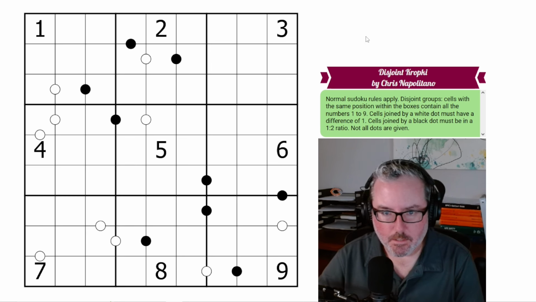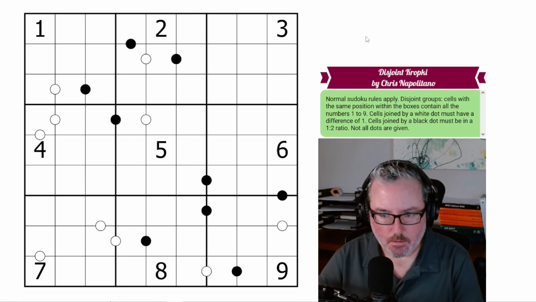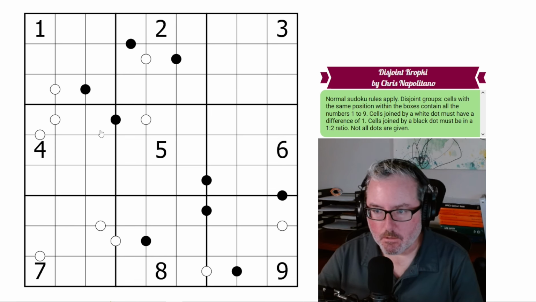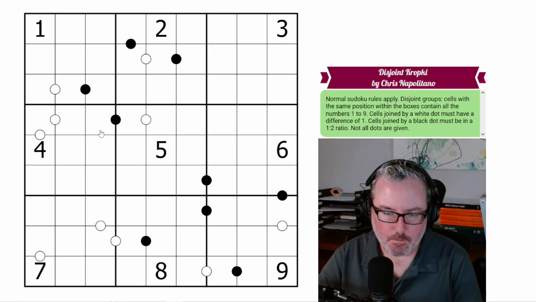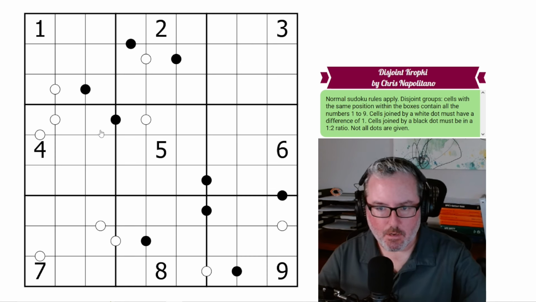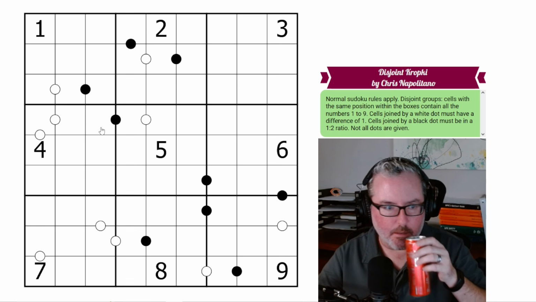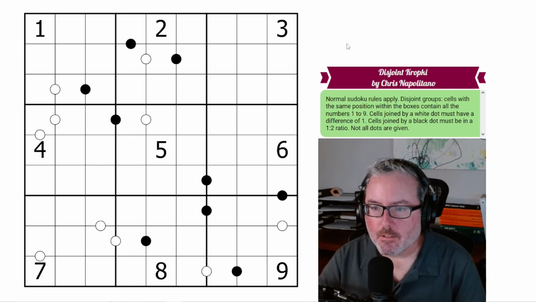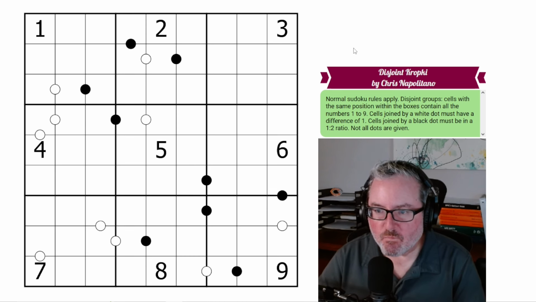And where would be a good place to start? Well, do we want to look at our disjoint groups first? Or do we want to get into our Kropki dots? That's probably something we need to think of. No product placement there. I'm not sponsored by anybody.